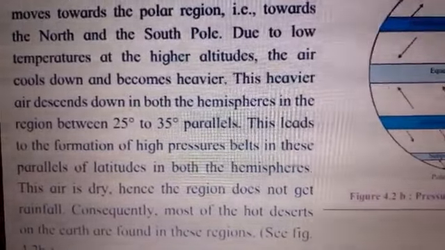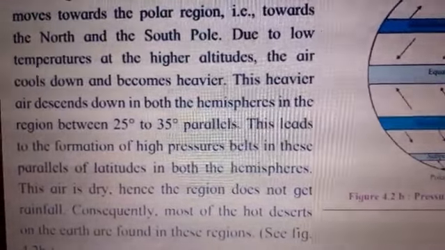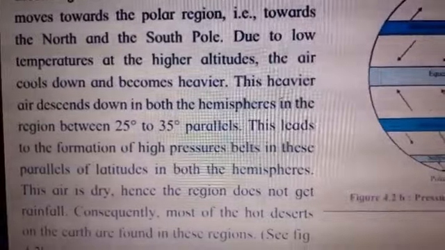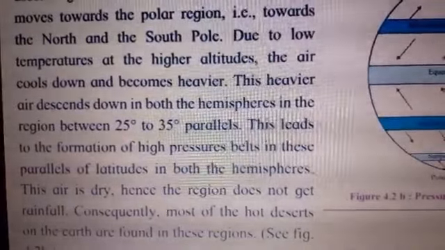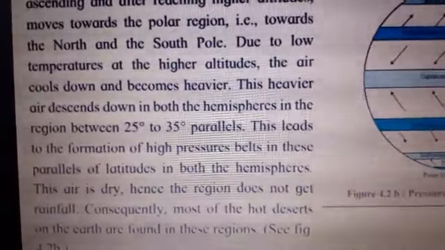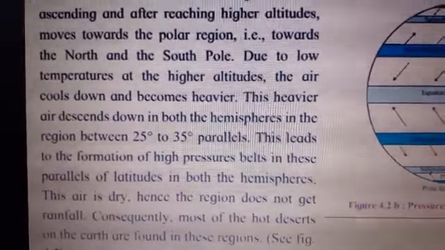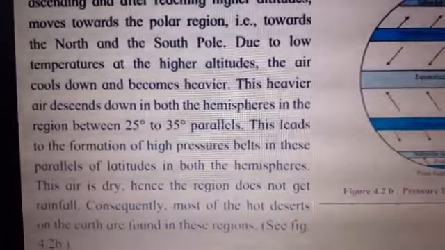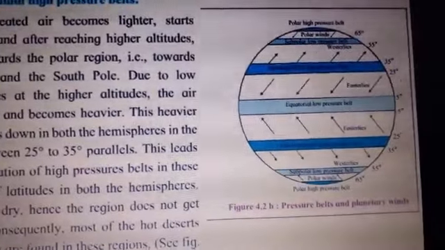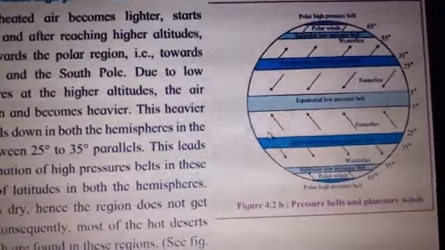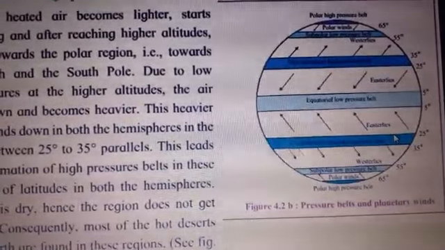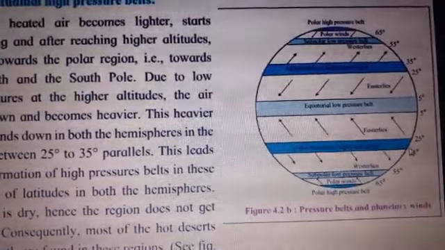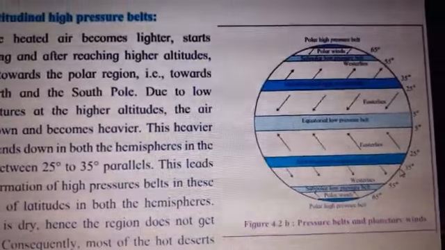The Thar desert, the Sahara desert, the Kalahari desert, so many deserts are there, children. The Thar desert, the biggest one, these are all found in such mid latitudinal high pressure belt area, because rainfall is not there and it is totally dry. So I hope this is clear to you now. That is the mid latitudinal high pressure belt lies between 25 to 35 degree parallels in both the hemispheres.